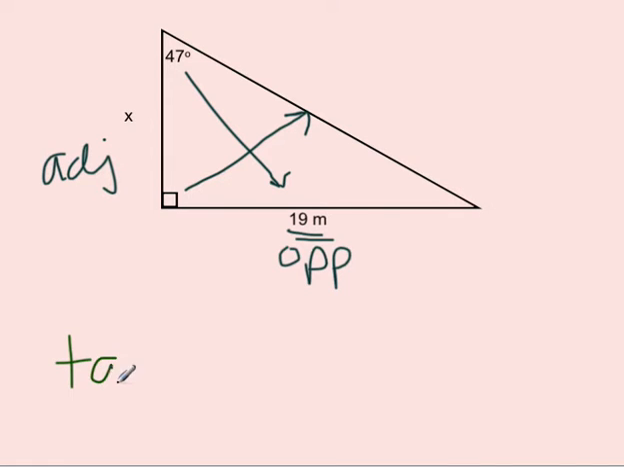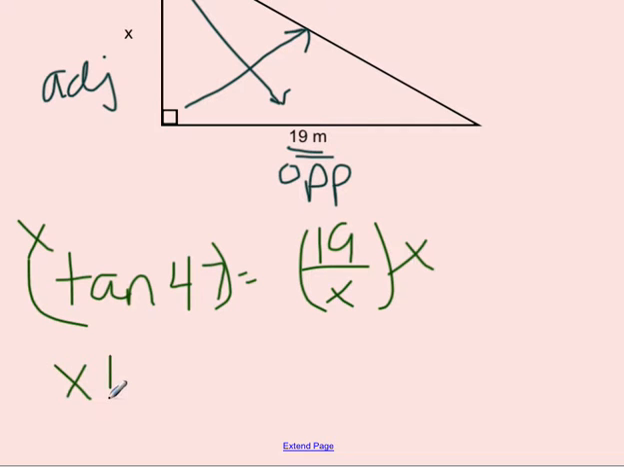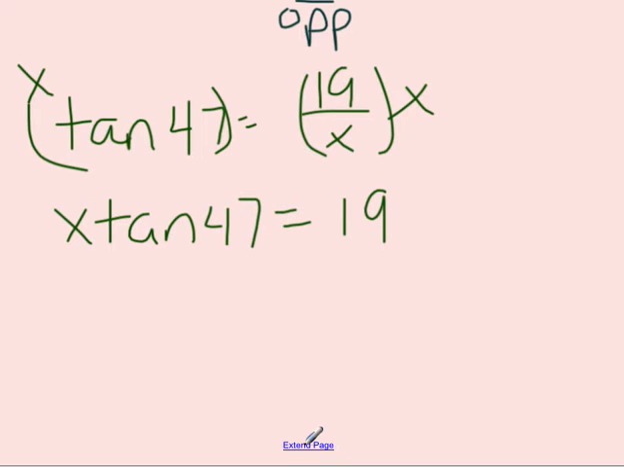So I'm going to do tangent, which is opposite over adjacent. So tangent of my angle measure is going to be opposite, which is 19, over adjacent. So now I'm dividing by x. So I'm going to multiply both sides by x. And then I end up getting x tangent of 47 is equal to 19 when my x's cancel out. Well, now I want to solve for x. So I'm going to divide both sides by tangent of 47.